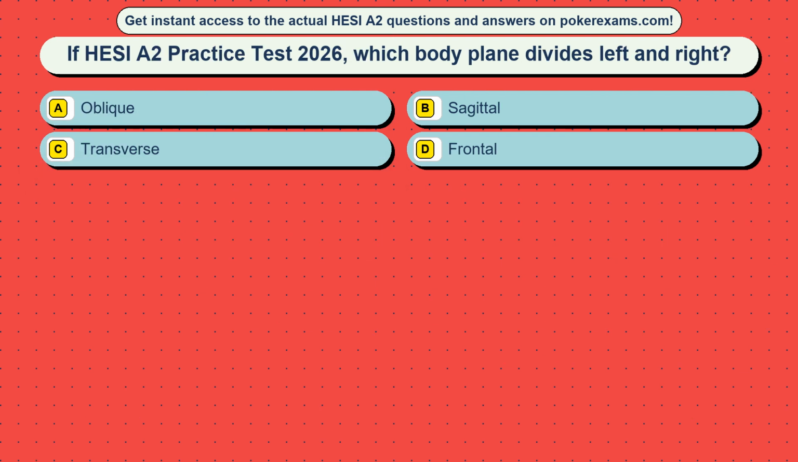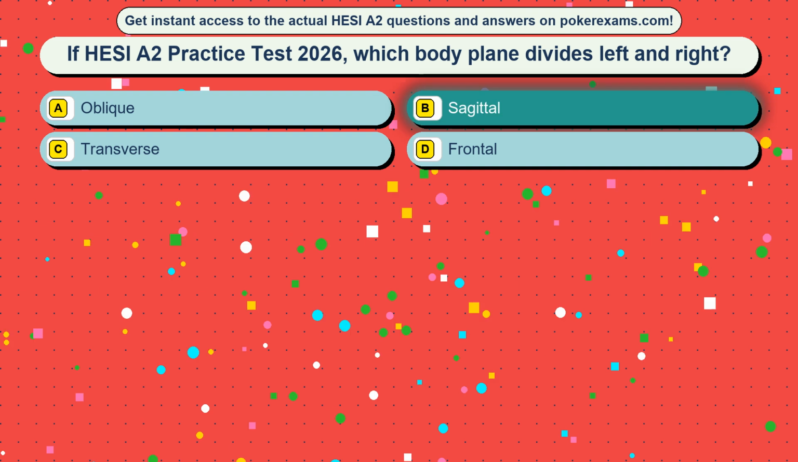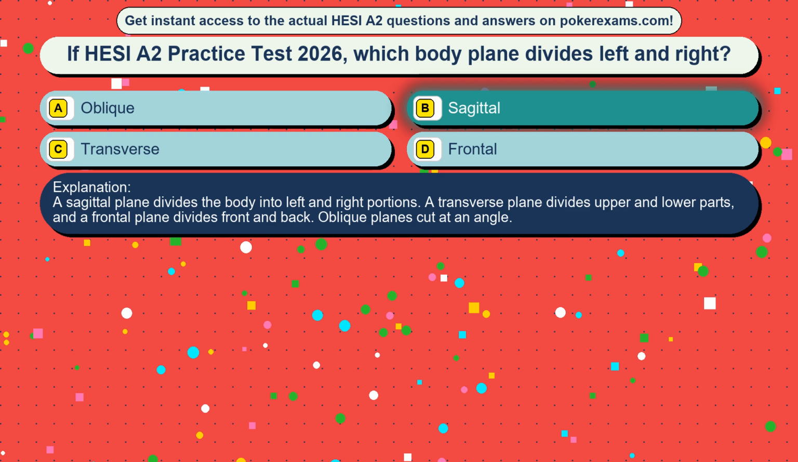Question 40. If HESI A2 Practice Test 2026, which body plane divides left and right? Option A, oblique. Option B, sagittal. Option C, transverse. Option D, frontal. The correct answer is option B, sagittal. A sagittal plane divides the body into left and right portions. A transverse plane divides upper and lower parts, and a frontal plane divides front and back. Oblique planes cut at an angle.